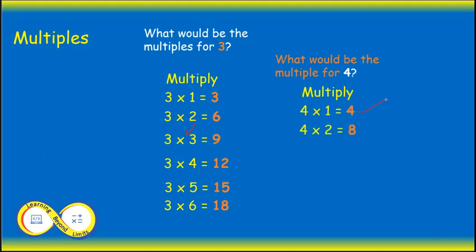4 times 2 is 8. 8 is the next multiple of 4. And 12 is a multiple of 4. 16 is a multiple of 4. 20 is a multiple of 4. And 24 is a multiple of 4. And note, we can keep going on and on and on. We can go 4 times 7, 4 times 8, 4 times 9, all the way up to infinity. And that's how we find multiples of any given number.